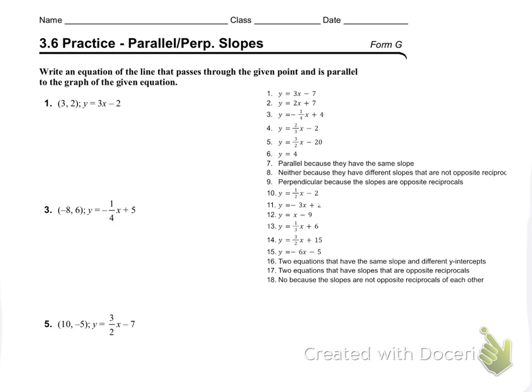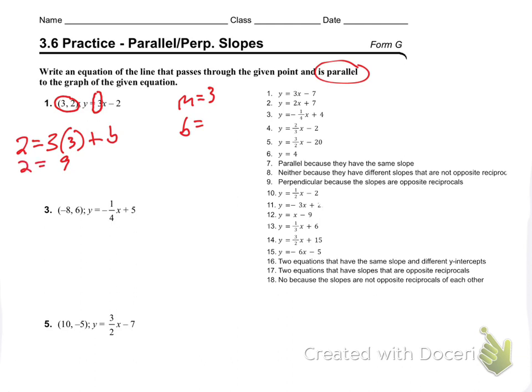So what we need to do is, since this says this is parallel, we keep the slope the same. So in this equation, slope is 3, so my m is equal to 3. I have to find my b. I do that by using these points and that slope. So I'll plug it into y equals mx plus b, and I'll get 2 is equal to 3 times 3 plus b. 3 times 3 is 9. So I'll minus 9 from each side, and I'll get b is equal to 7.